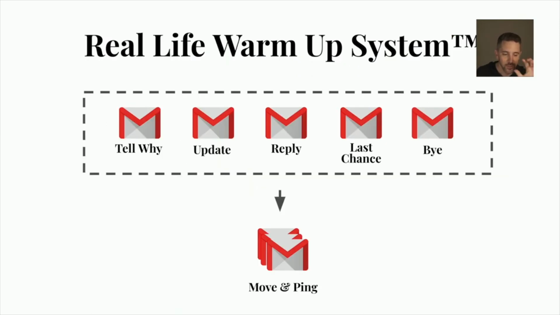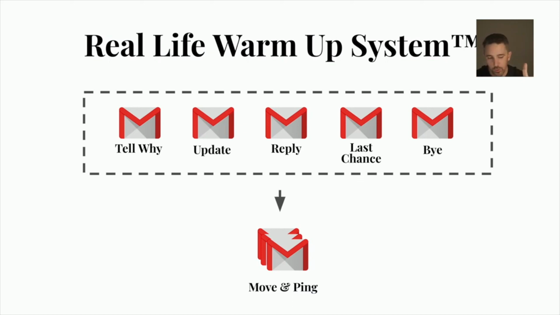Here's the system. You send 5 emails to the people that your email software has identified as cold. And then if they don't re-engage in these 5 emails, which I'll walk you through in a second, you're going to put them on your monthly ping list, which means we're not going to delete them, and we're not going to not send anything to them at all. We're going to decrease the volume of emails we send from once a week or once a day, or whatever the cadence is, to no more than once a month.